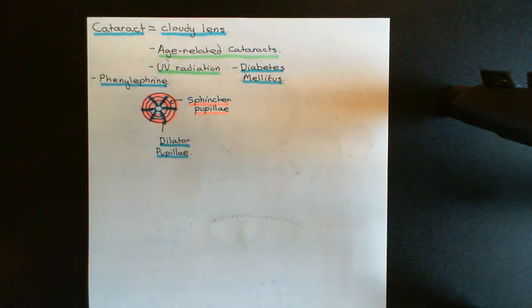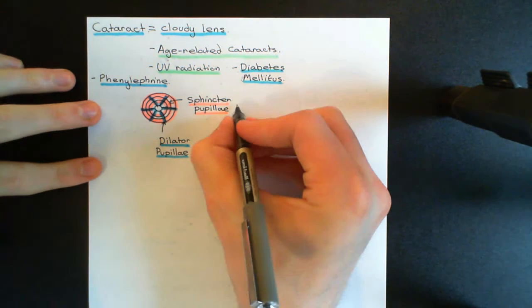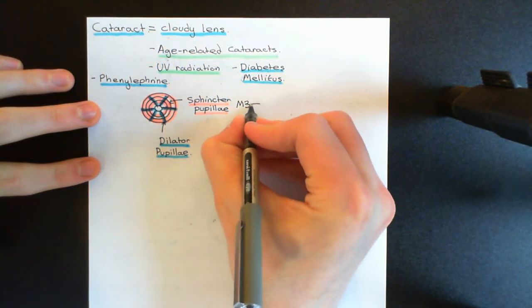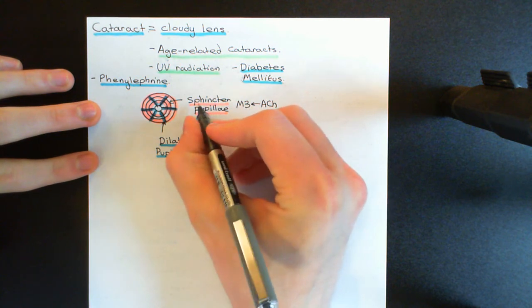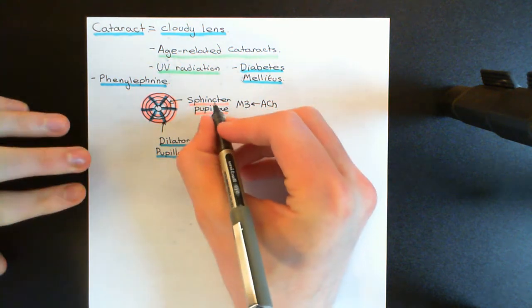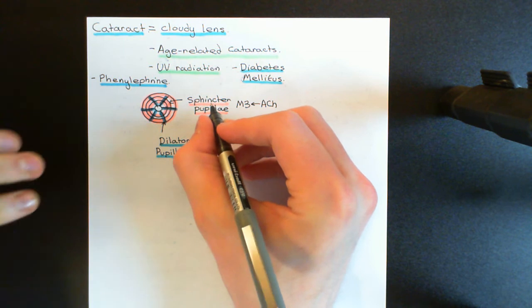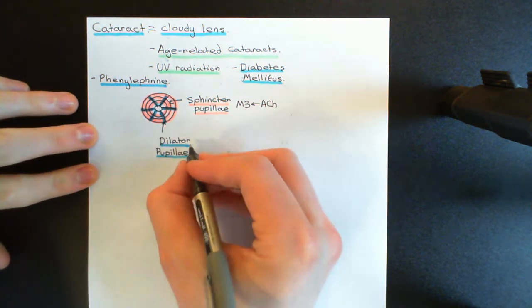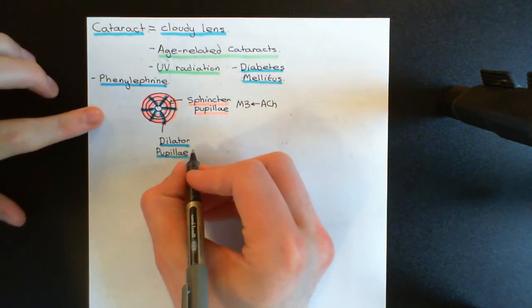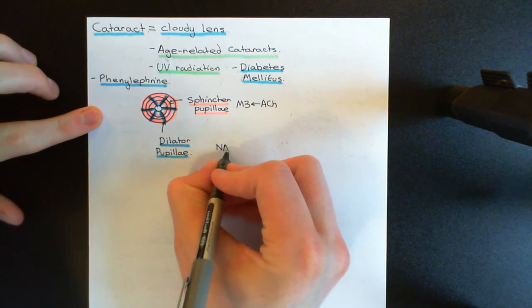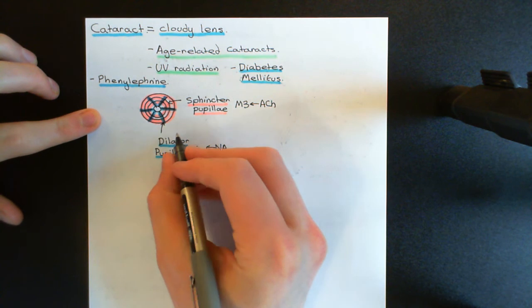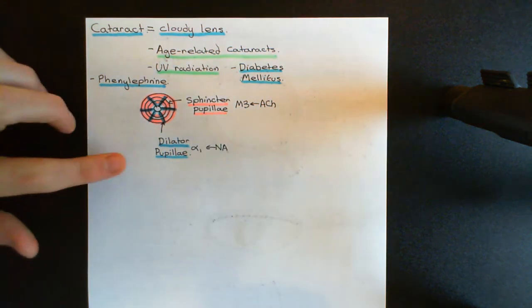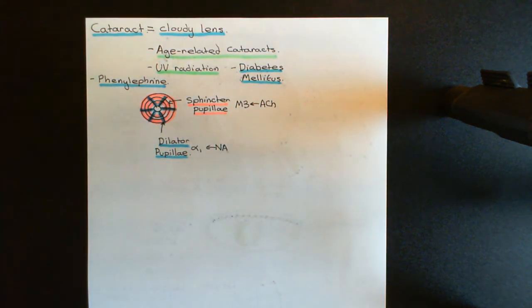The sphincter pupillae muscles are activated by acetylcholine working on M3 receptors. So the parasympathetic nervous system can release acetylcholine onto the iris. This will work on M3 receptors on the sphincter pupillae smooth muscle cells, and that causes pupillary constriction, whereas the sympathetic nervous system can release noradrenaline onto the iris, and this will work on alpha-1 adrenergic receptors on the dilator pupillae smooth muscle cells and cause enlarging of the pupil, pupillary dilatation.